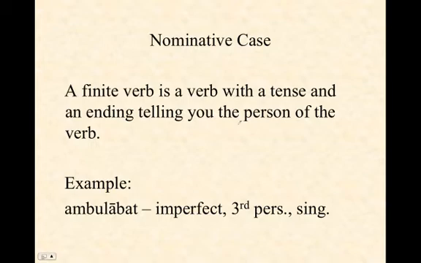Ambulabat is a finite verb. It is imperfect tense. It has that BA that is the distinctive mark of the imperfect. And it has the T ending of the third person singular. It means he or she was walking. It's a finite verb.